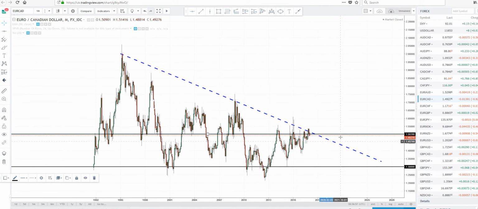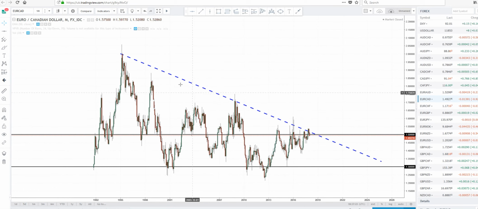Now 1.5 looks quite nice there. We can definitely see now that we've had multiple rejections of 1.5. You've got a couple there, 4, 5, 6, 7, 8, 9, and it looks like a 10th one's happening now. So I'd say on the monthly chart we've got 10 rejections of the 1.5 area.